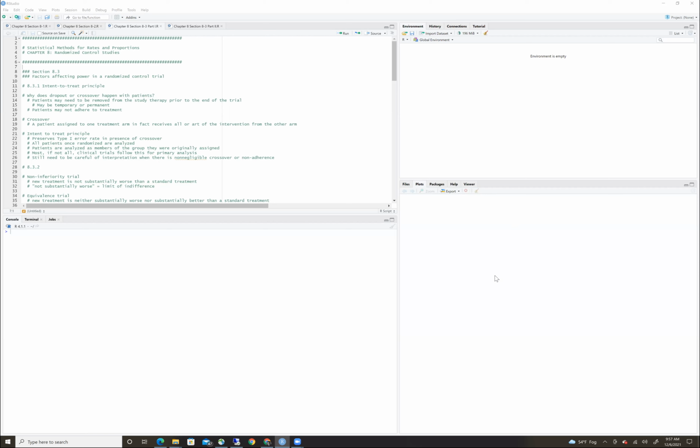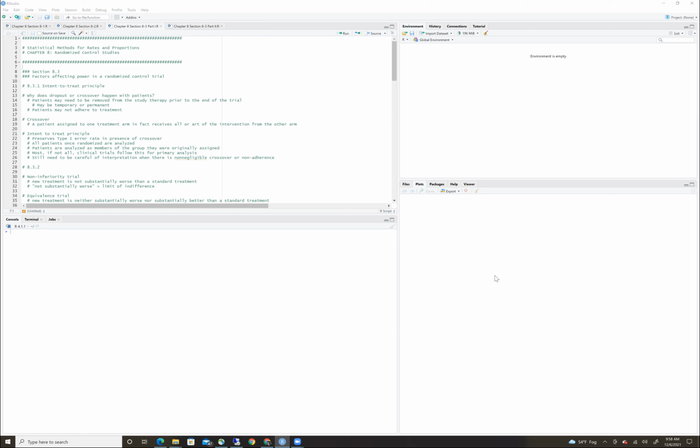So why did they even have to come up with this principle? Overall, in a study, there's always dropout or crossovers that may happen with patients, right? Patients might need to be removed from the study for some health reason before the end of the trial. This removal may be temporary or permanent. People move away. People might pass away during their study. Or sometimes the patients just may not adhere to the treatment and might do a different treatment than was assigned to them, right? So we call this a crossover.